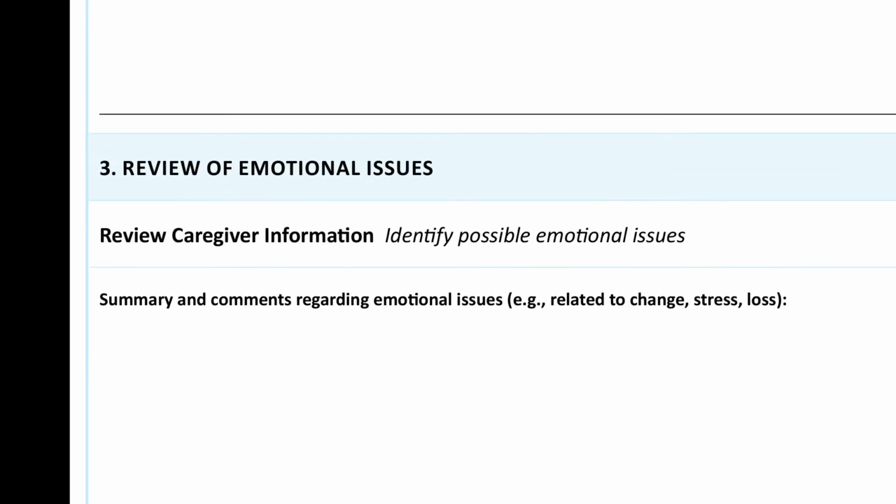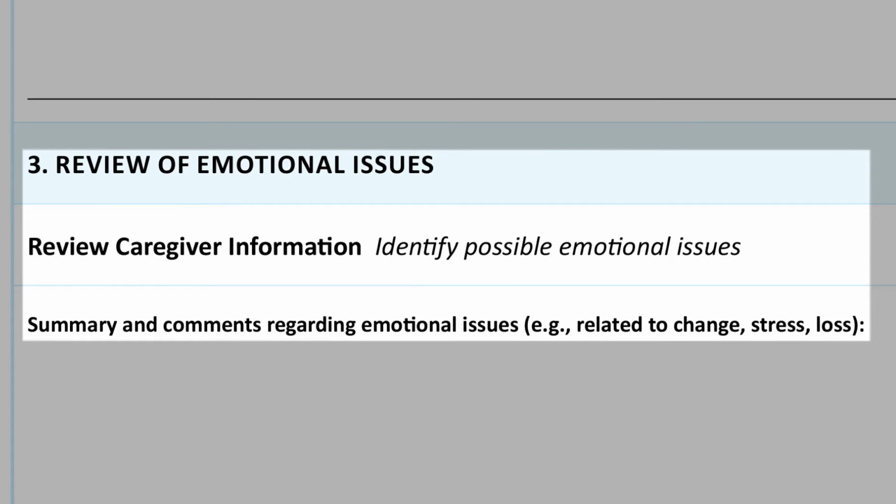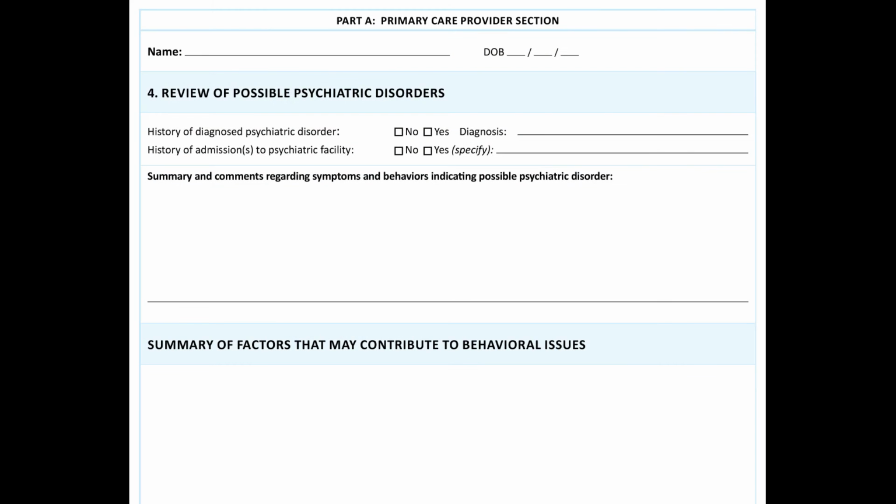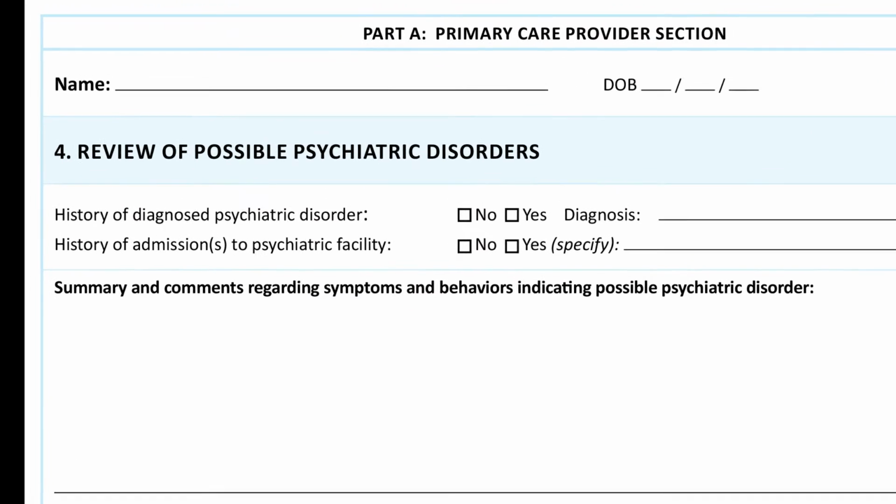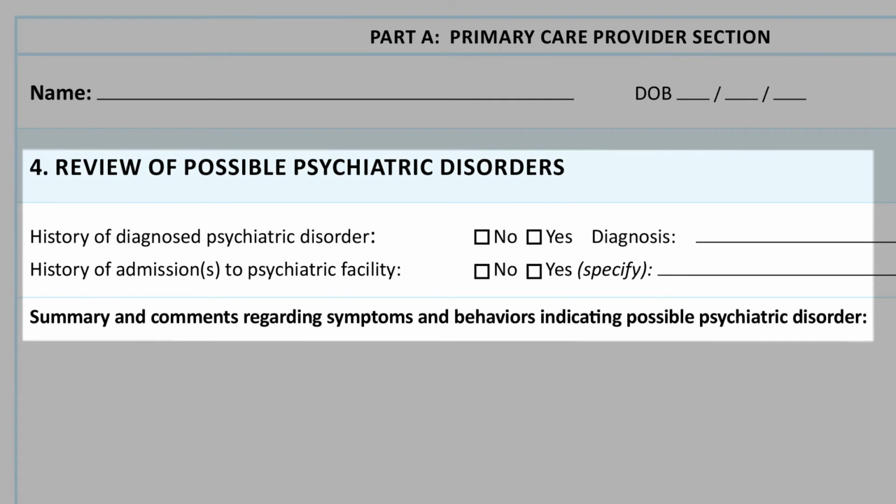Then the next section is emotional issues, and simply a section to summarize what the caregiver has provided in the companion tool. Next, we look at possible psychiatric disorders. Is there a history of a psychiatric disorder?